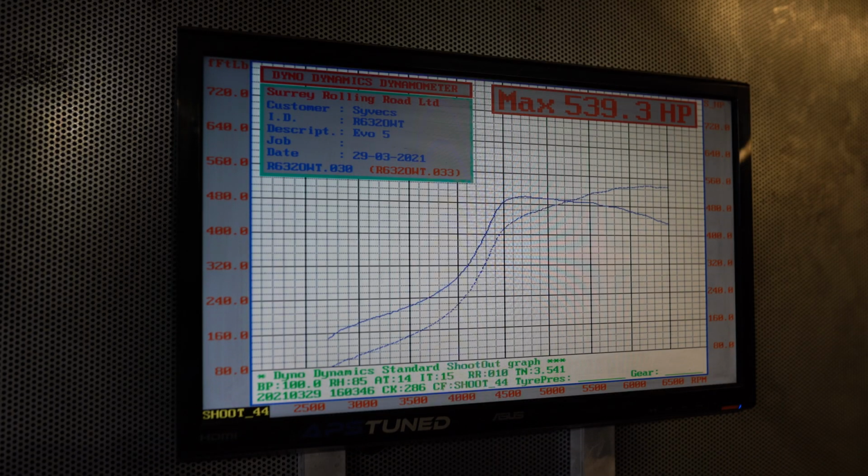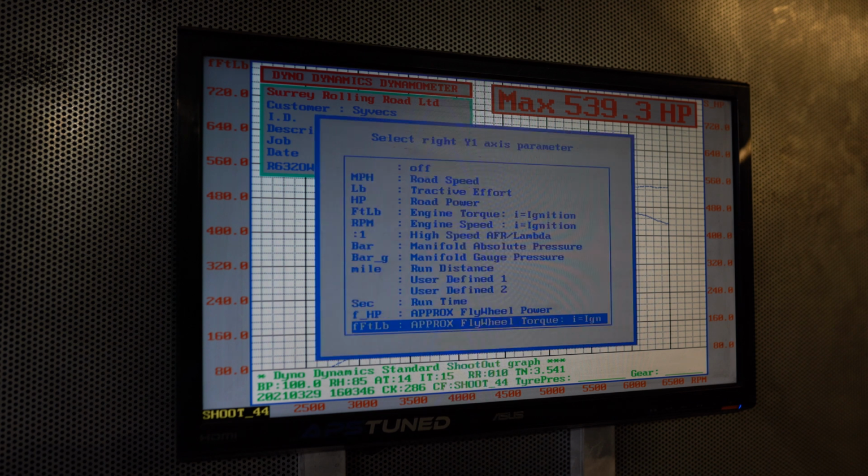Okay, so we're now down at the rolling road and I've brought up a graph that was done a few months ago on a Mitsubishi Evo 5. So we're here today just to talk about power and torque and how they relate. First of all, let's have a look at the torque curve on its own. So I will just remove the power.